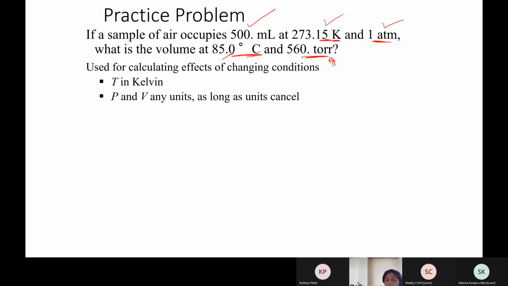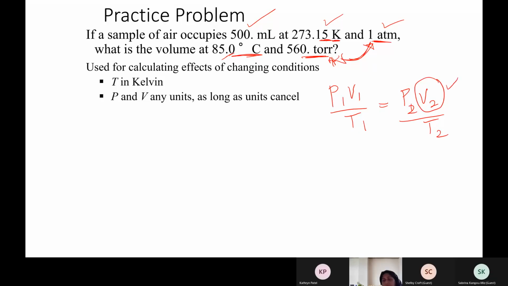So you need to change one of these units into atm or into the torr, because we should apply the pressures in the same unit. So you can basically use the P1 V1 over T1 equals P2 V2 over T2 equation. And you are looking for the new volume. Okay? Questions?